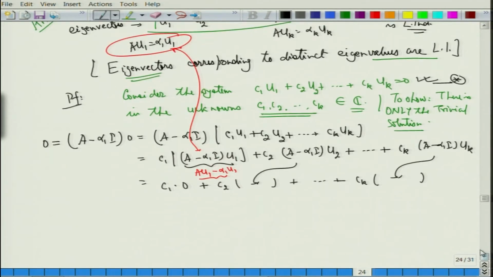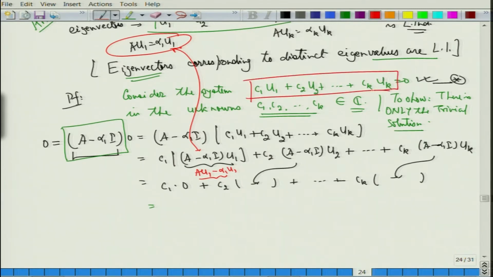So by multiplying by A minus alpha 1 I, I have been able to get rid of C1. Is that okay? So C1 is lost. Earlier I had an equation in C1, C2, CK. Now I have an equation only in C2 times something plus C3 times something plus CK times something. So the number of variables or unknowns has reduced.